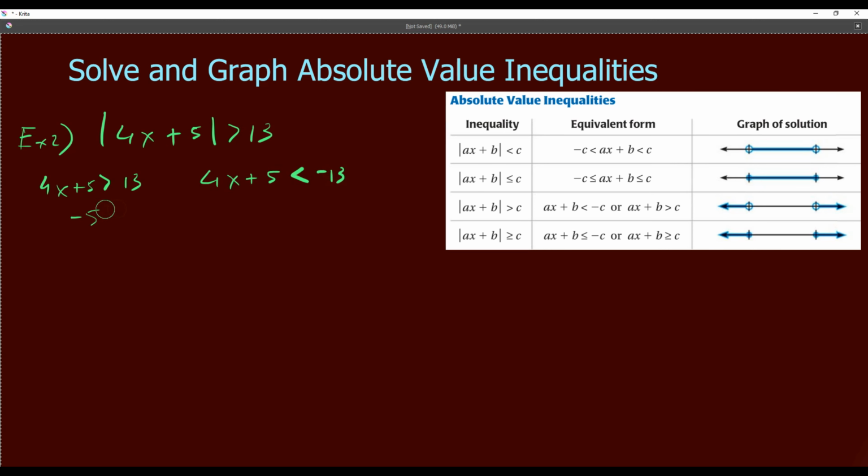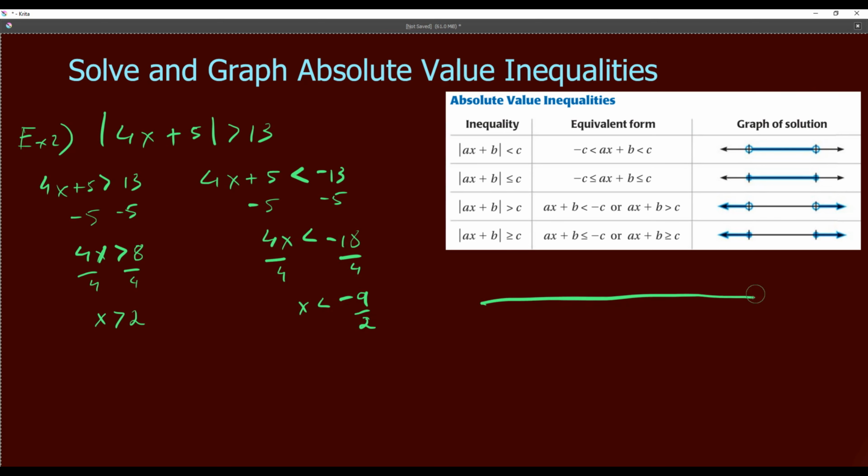All right, so you solve for that. Subtract 5, 4x is larger than 8. Oh, my computer is lagging. All right, so you divide it by 4. X is larger than 2. Here you subtract 5. 4x is less than negative 18, divided by 4. X is less than negative 9/2. Okay, so I graph that.